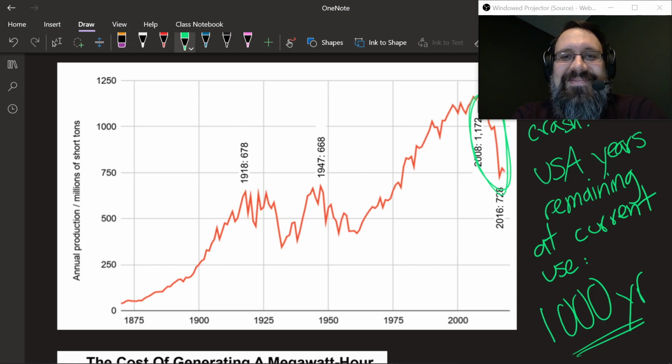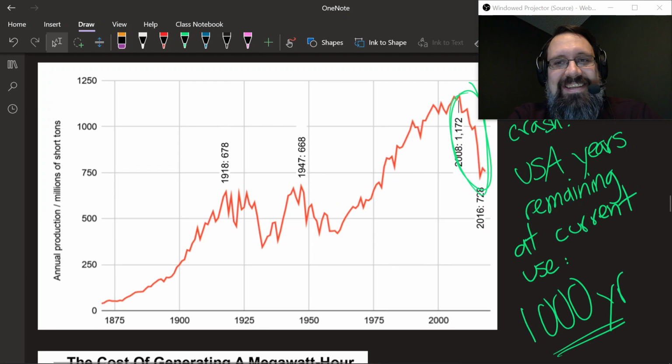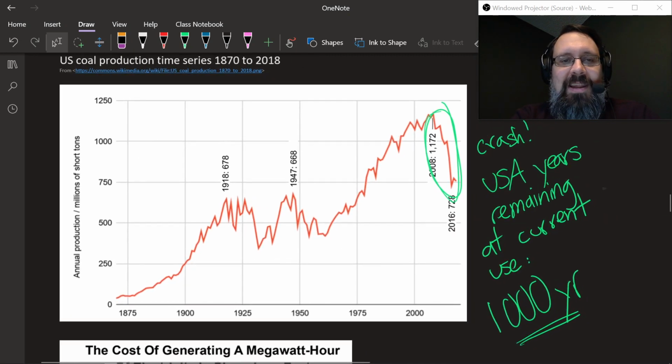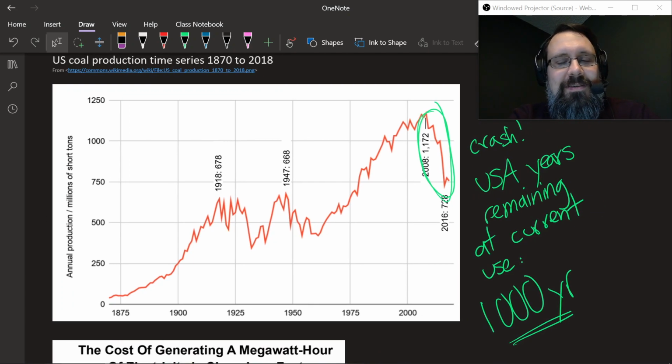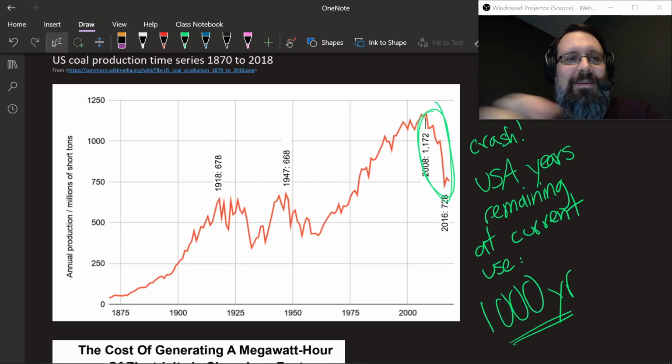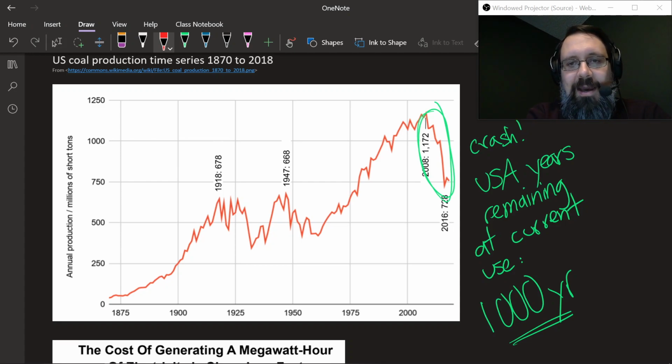Were you talking about when we're just gonna run out of coal, or when we're gonna move away from coal? When we're gonna run out. How many years of coal is it estimated that the US has buried in the ground, in our reserves? We have like 1,000. If this bar flatlined right there and we kept using it at that rate, how many years would we have left?